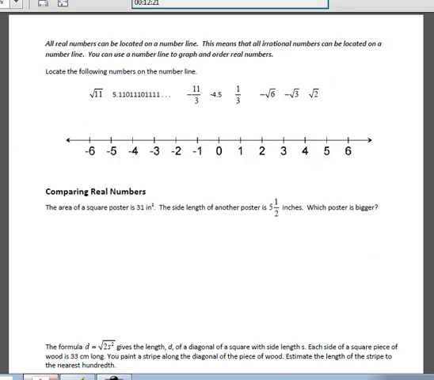Let's go ahead and take a look at the next page. Now we're looking at page 28.